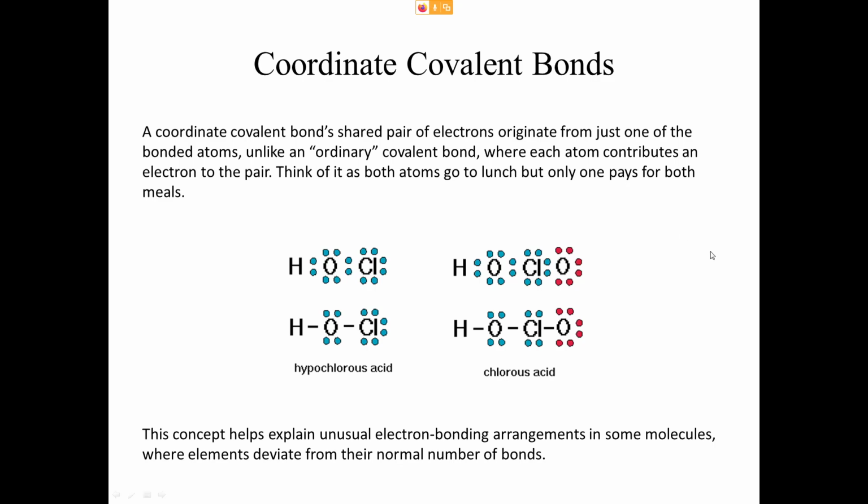Okay. So any questions on coordinate covalent before I move on? Because I know that's a difficult topic. Are these common? Is this a common thing, or is this just not that common? The example I showed here is not so common. So chlorous acid and hypochlorous acid here, not so common, but as far as the guilty party being that H+, that is extremely common. That's the basis of protonation and deprotonation.